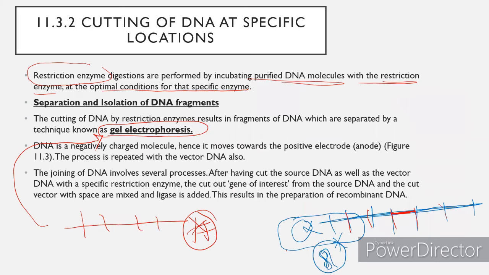So DNA is a negatively charged molecule, hence it moves towards the positive electrode, which is the anode. The process is repeated with the vector DNA also. The joining of DNA involves several processes. After having cut the source DNA as well as the vector DNA with a specific restriction enzyme, and cut out the gene of interest from the source DNA and cut the vector, ligase is added and mixed. This results in the preparation of recombinant DNA.